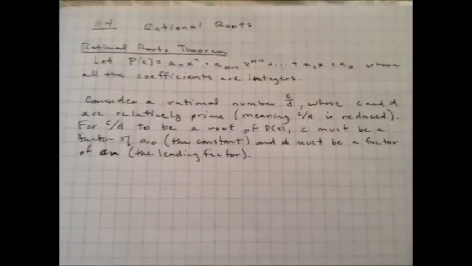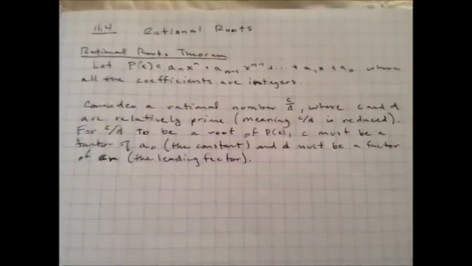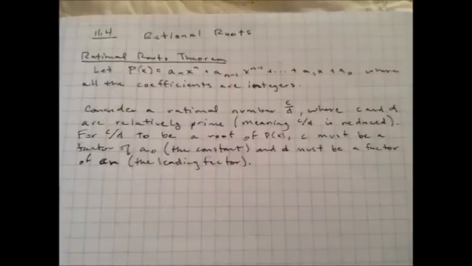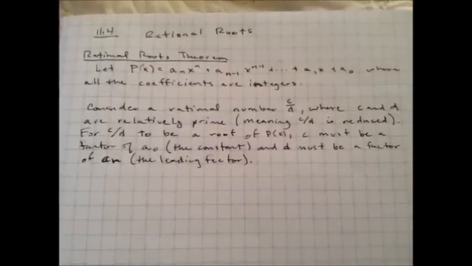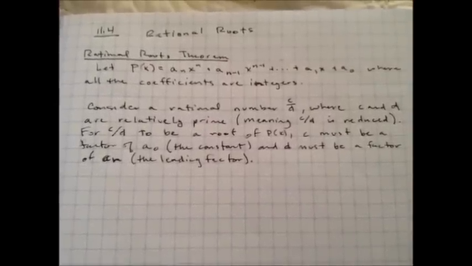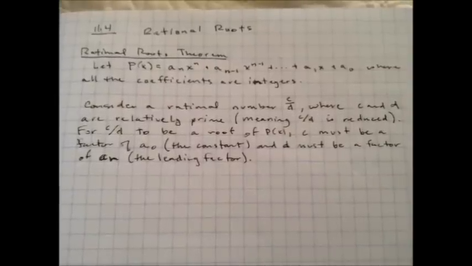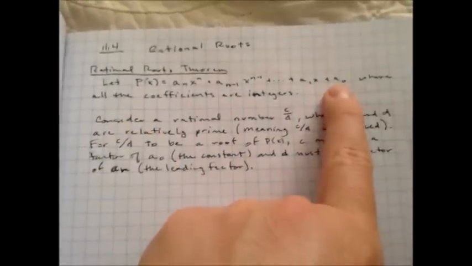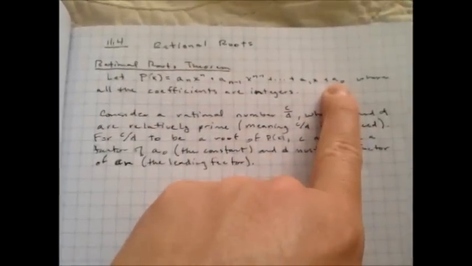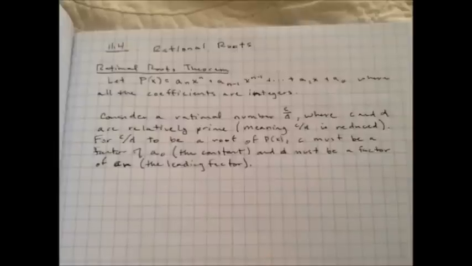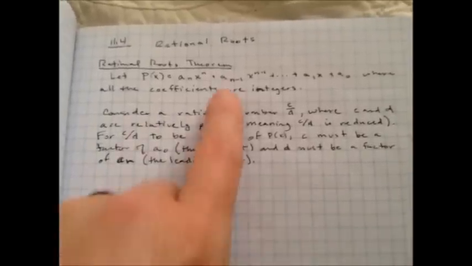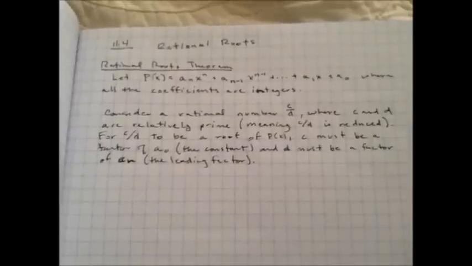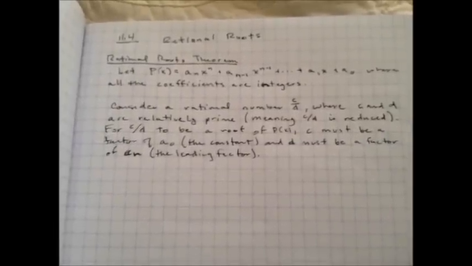Okay? So the important part of the rational roots theorem is that we consider a rational number c over d, where c and d are relatively prime. That means that c over d is a reduced fraction. For c over d to be a root of p of x, c must be a factor of a sub 0, the constant, so that would be c must be a factor of this number right here, the last term, and d must be a factor of a sub n, the first term. Okay, which is the leading coefficient.